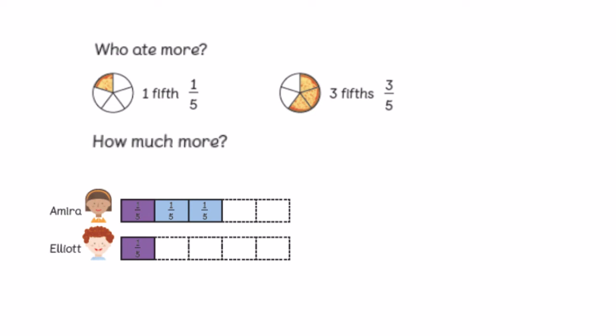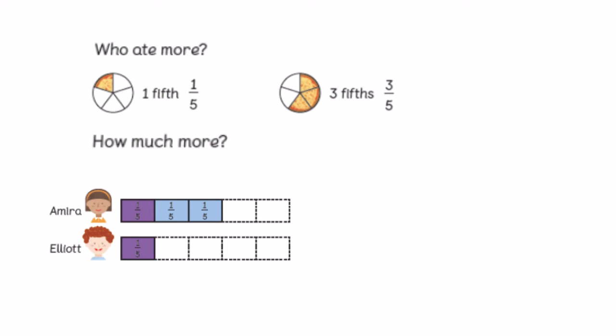I started by using a bar model. I drew a bar to represent how much Amira ate. I split my bar into 5 equal pieces because the denominator is 5. And I shaded 3 of those pieces because Amira ate 3/5. Elliot's bar has only got 1 piece shaded because Elliot only ate 1/5.